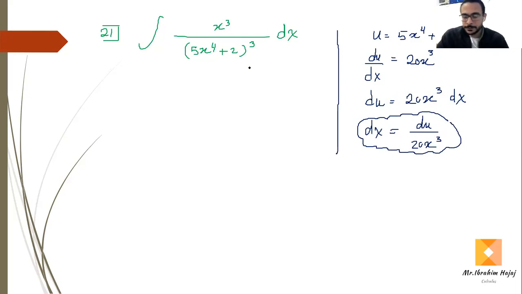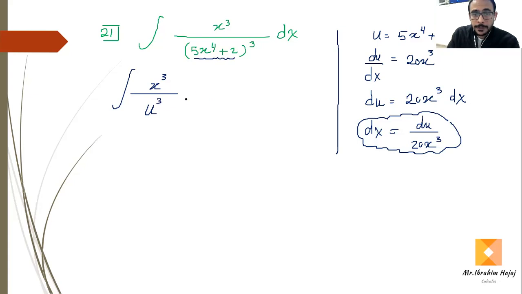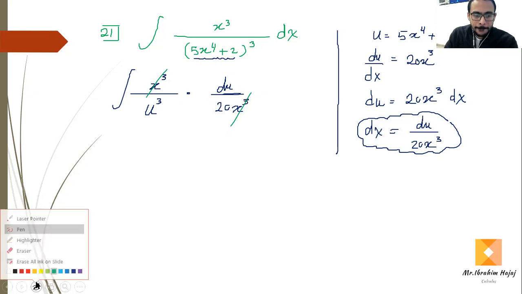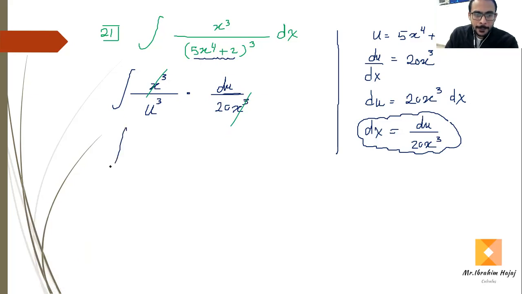Again, integral. So that integral is x cubed over u to the power of 3, where everything inside the parentheses becomes u, times dx, which is du over 20x to the power of 3. Simplify. Then I'll cross out x cubed and 20x cubed.